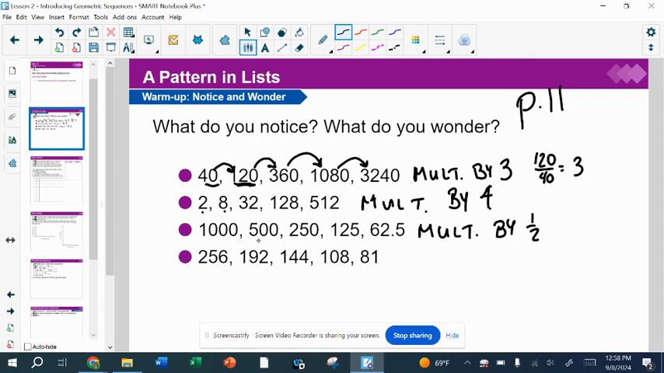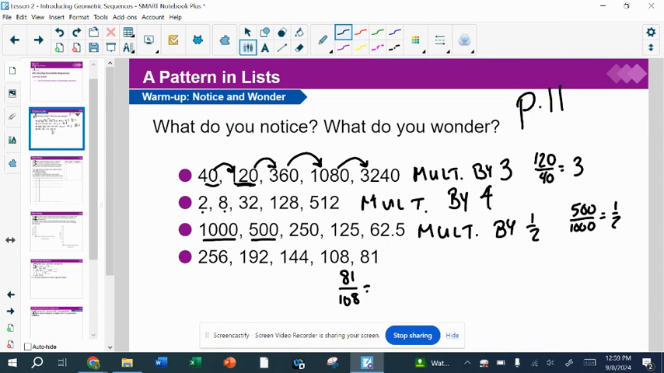If I put this number over this number, 500 over 1000, that does simplify to 1/2. That's what I was multiplying by to get from one number to the next. Now, it doesn't have to be the first number and the second number. In fact, if I was doing this, I would want to use smaller numbers. So I would take the 81 and the 108 and simplify that.